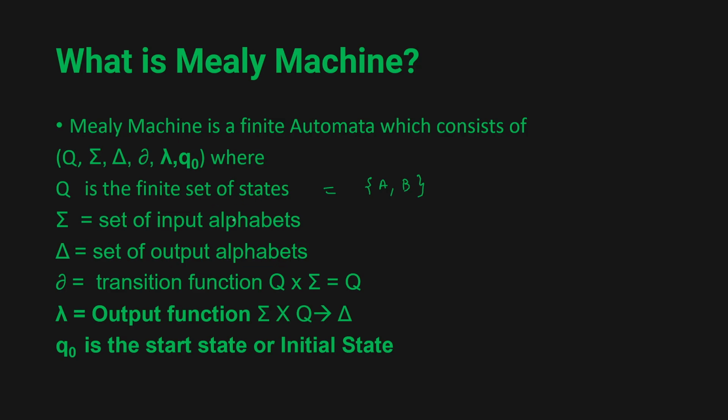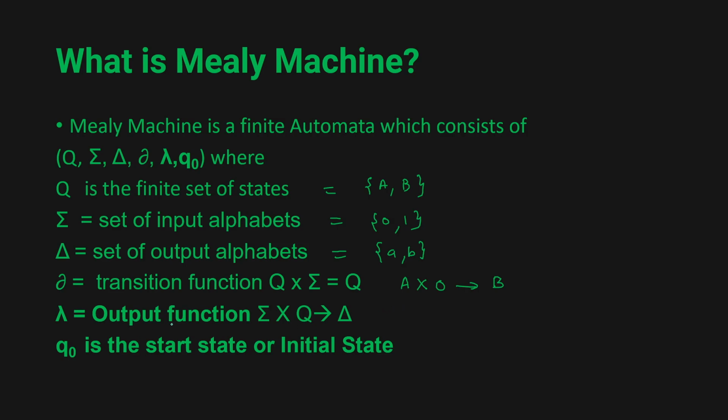What about set of input alphabets? As we have seen, we are giving input of 0 and 1, correct? Then we have got our delta over here. Delta is set of output alphabets. What were our output alphabets? We had small a, small b, correct? Then we have got transition function, Q multiplied by sigma. Whatever state you are in, let's say you are in state A, you get an input of 0, you are going to go to state B. So this is our transition function.